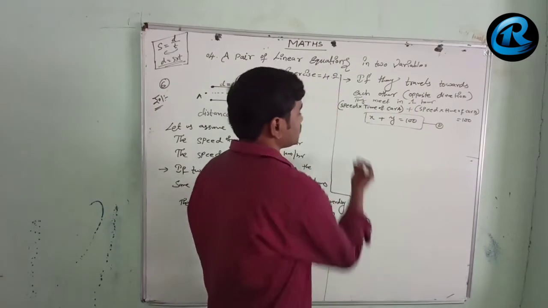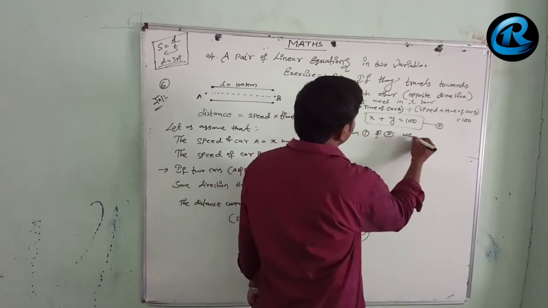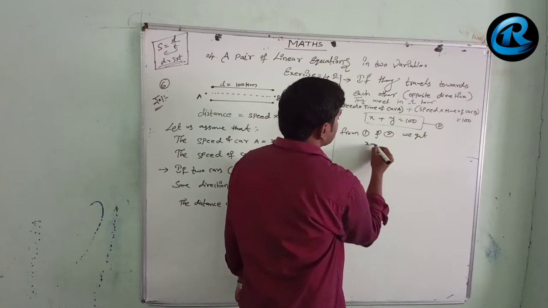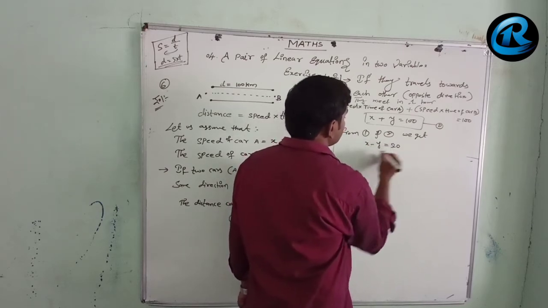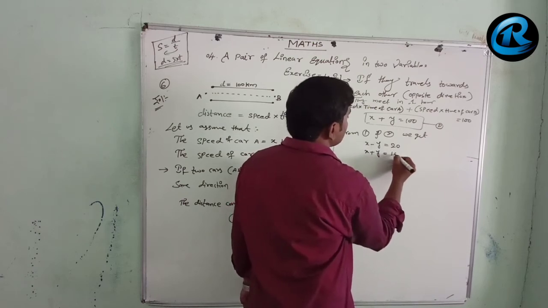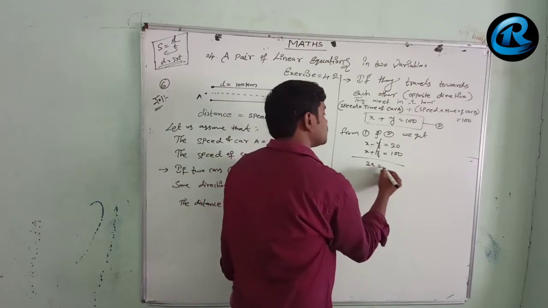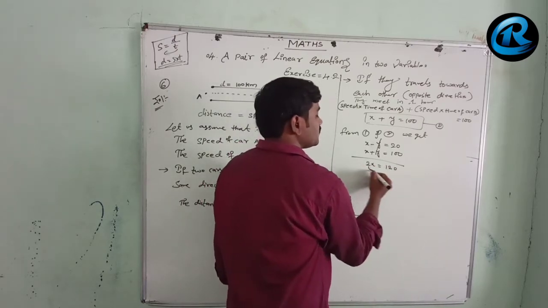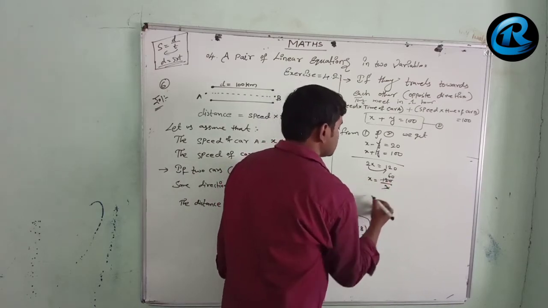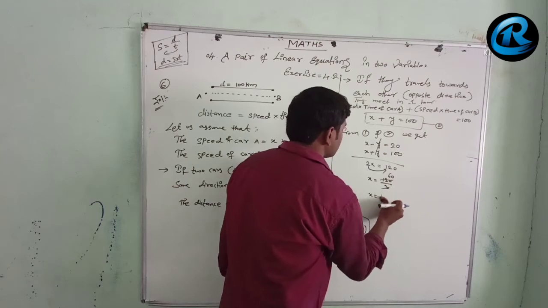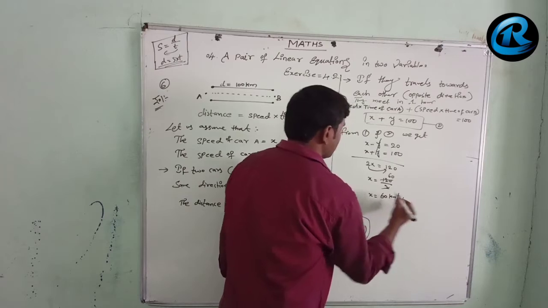Now let us take the equations number 1 and 2. From 1 and 2 we get what? x minus y equal to 20, x plus y equal to 100. As you know, directly here minus y and plus y get cancelled. So 2x equal to 120. This 2 you transfer here, x equal to 120 by 2, that is 60. x equal to 60 kilometers per hour.